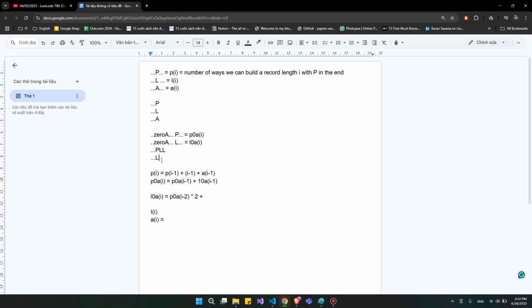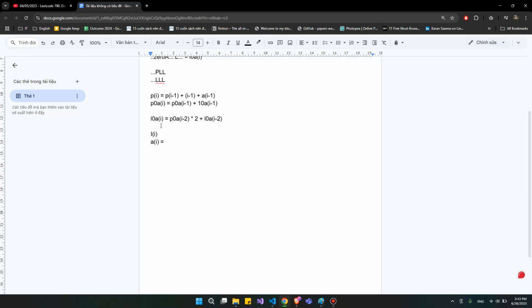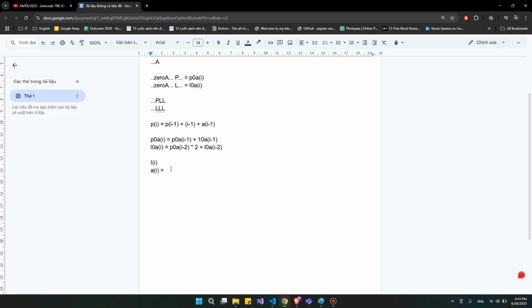And if we are at L at I minus two, we have only one way to have an L here, right? It is L P L, not L L L, because we would have three L in a row. So we have three L zero A. Okay, so come back to our A I.